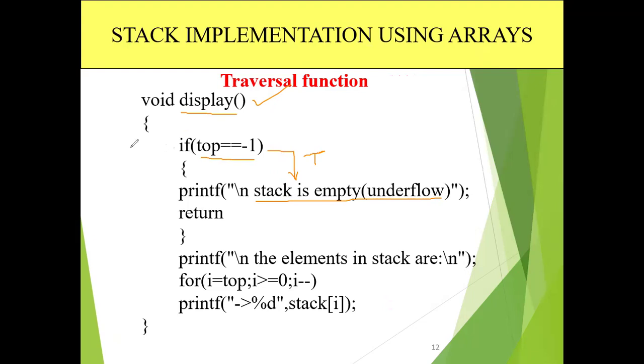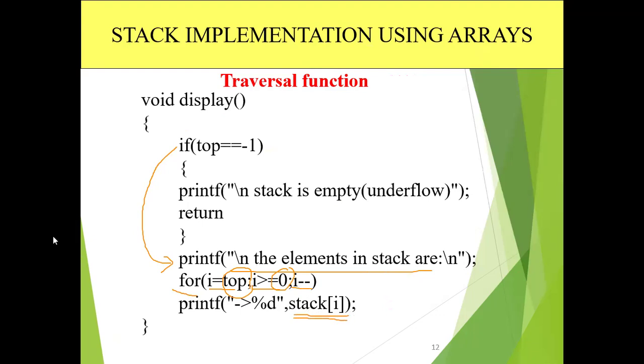Take the next case. If the condition becomes false, it skips this block and executes this one, that is printf. The elements in the stack are, simply display this statement as the output, then execute this particular for loop, which consists of 3 sections: i = top, i >= 0, i--, which indicates from the topmost element to the 0th element. From the topmost element to the 0th element, it displays the values that are there in the stack.